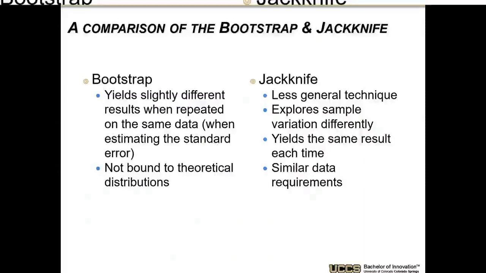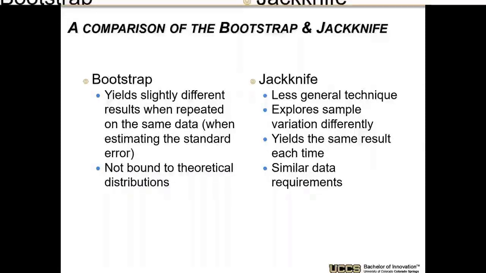So jackknife is less general. It explores the samples. It yields the same results each time, so it's not a randomized technique. It's just a way of improving the estimates. Bootstrap yields slightly different results when repeated with the same data because you have this randomized sampling. There's no theoretical bounds on what's going to happen, so it makes some interesting assumptions, but it's a good way of running your experiments to try and get statistics.